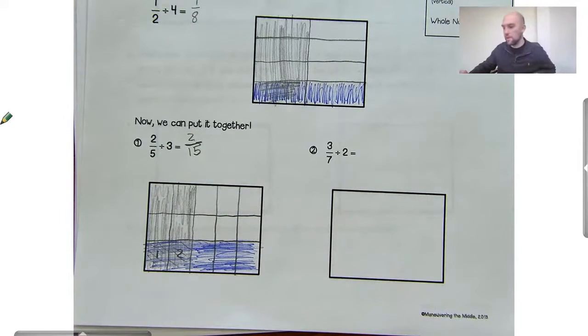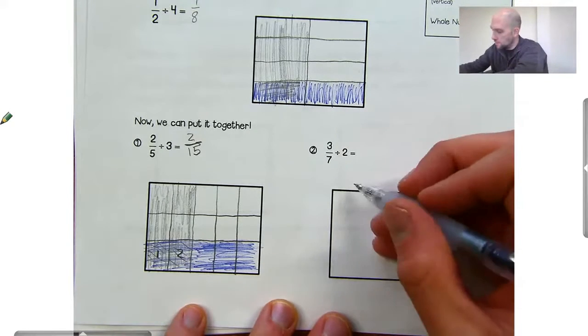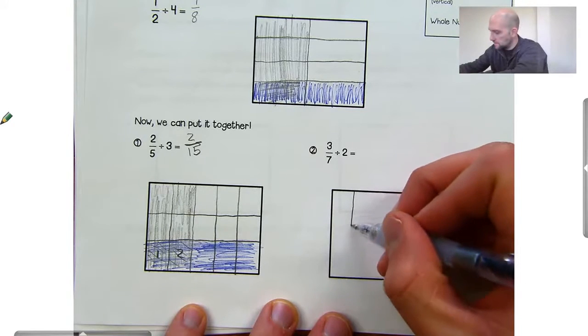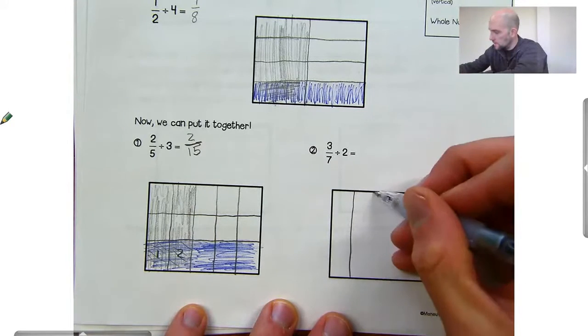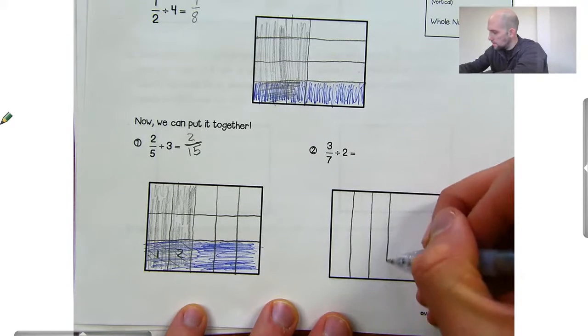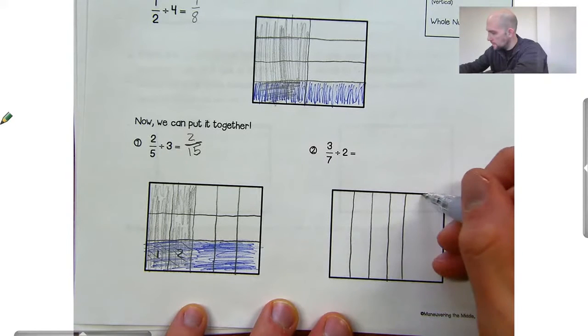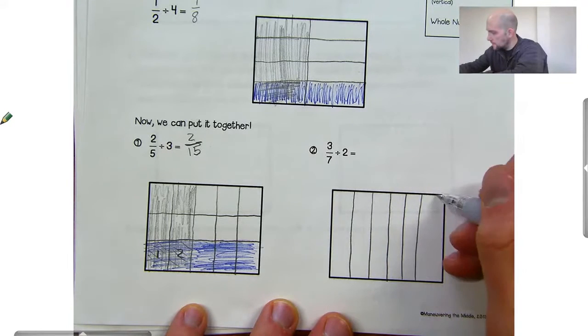Let's do one more the same way. We have 3/7 divided by 2. So I'm going to make 7ths, and I'm going to do that with the vertical lines. I need 6 of them. 1, 2, 3, 4, 5, 6.